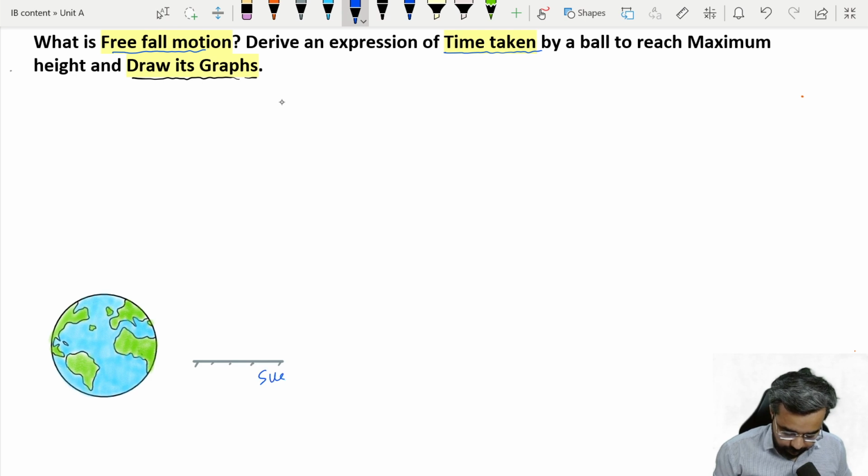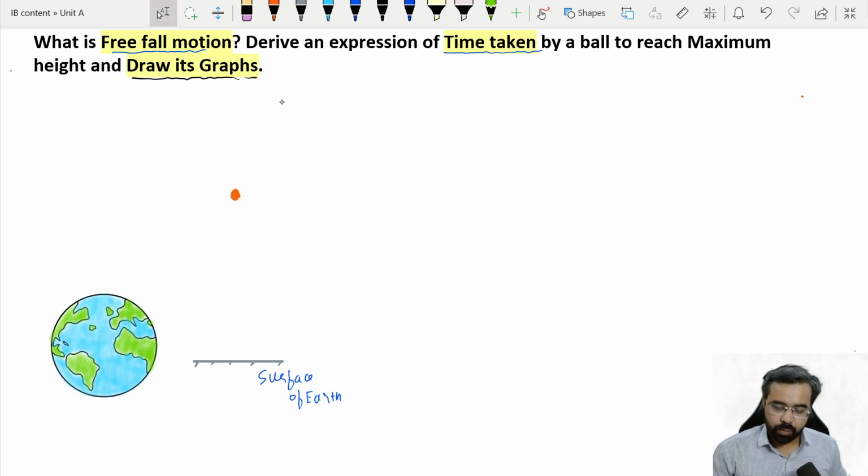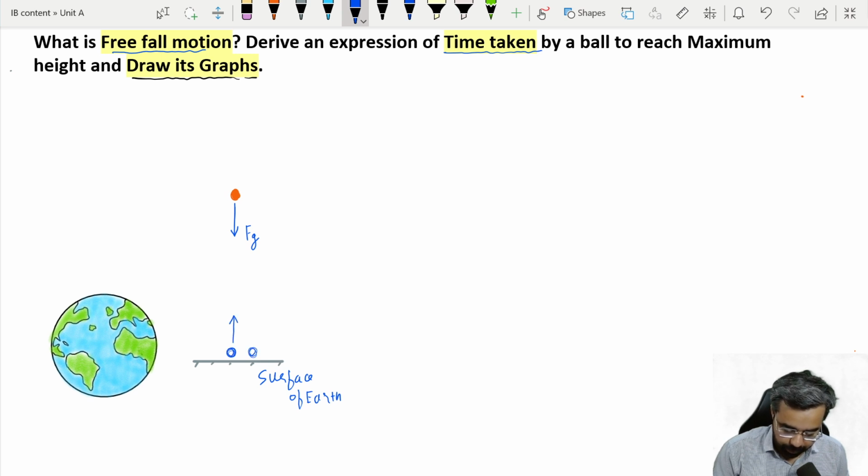Let's say this is the surface of Earth and we assume that there's no air resistance. Then if this object is falling, it will fall under the action of only one force, that is the force of gravity. Not only that, if you throw this object upward one dimensionally, meaning you throw the object vertically upward, or if you throw this object at some angle, in all of these scenarios there will be only one force exerted on it.